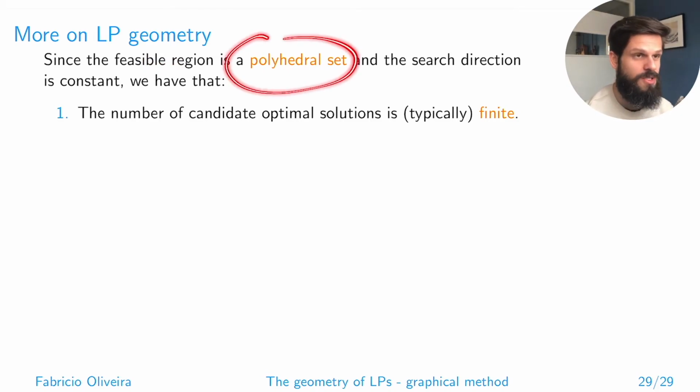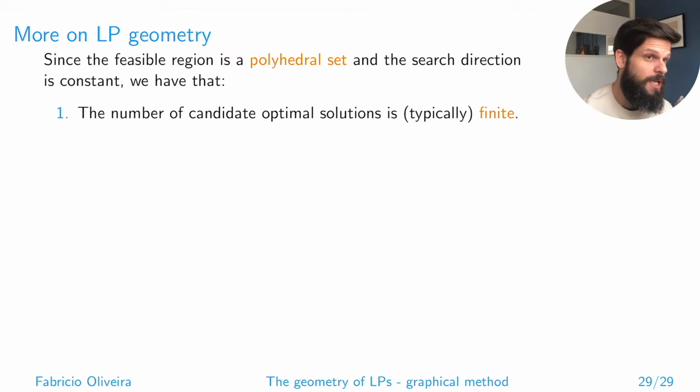A polyhedral set is a polyhedron, and it's because it's formed by the intersection of closed half spaces. And because our search direction is constant, because it's the vector c that doesn't depend on the variables x, because the objective function is linear, the number of candidate optimal solutions is finite. Typically, because your vector c might align with one of the facets, then you will have infinite candidates all with the same objective function. We'll also get back to this.